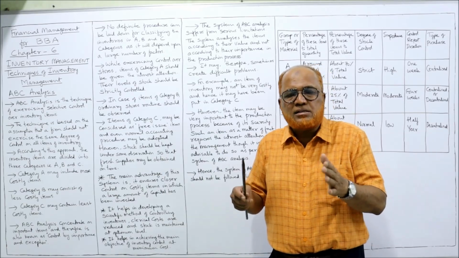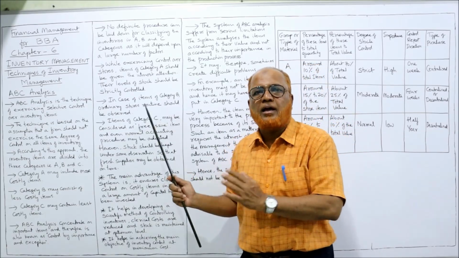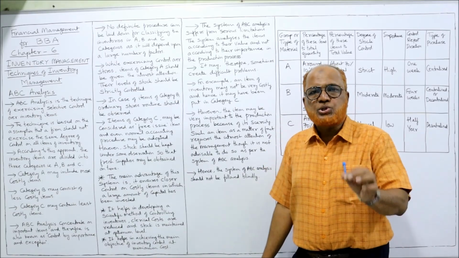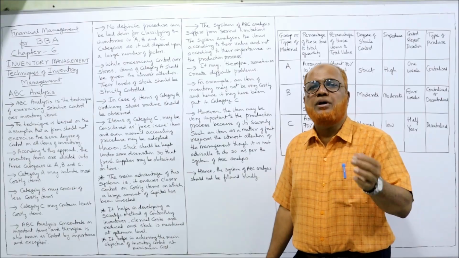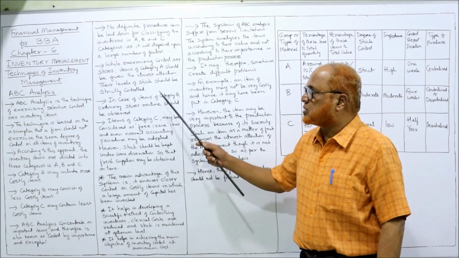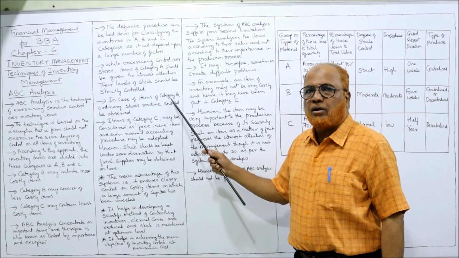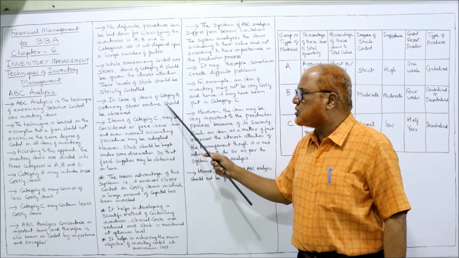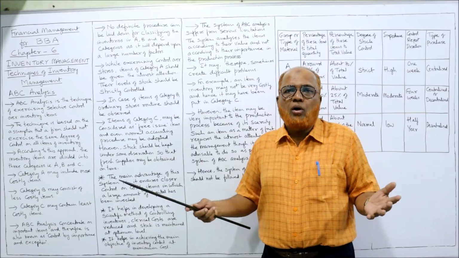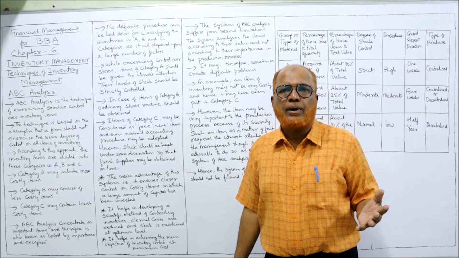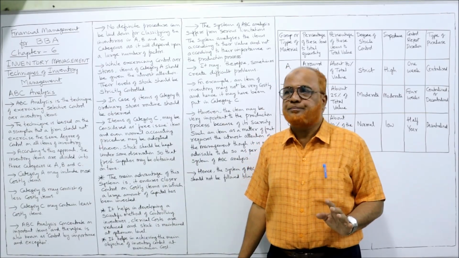The exact same procedure we apply in a company. Strict control should be applied on A category items because they are more costly. In case of B category items, ordinary control, the store's routine, should be observed. Not strict control, but normal control should be applied on B category items.